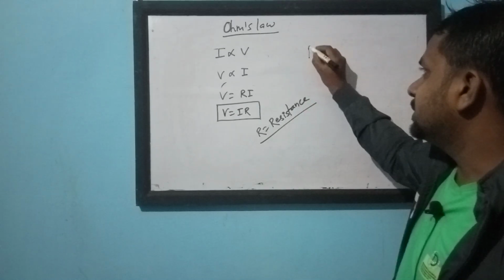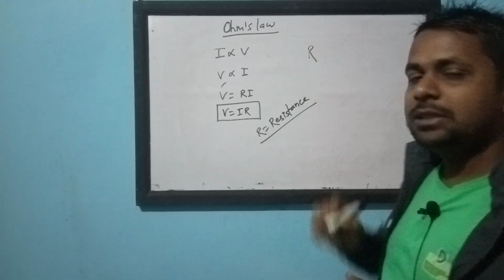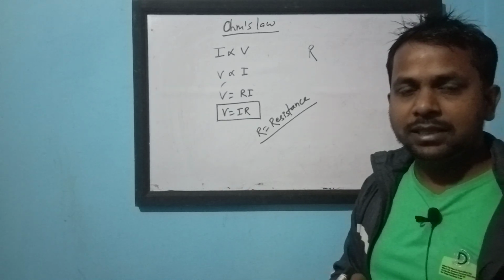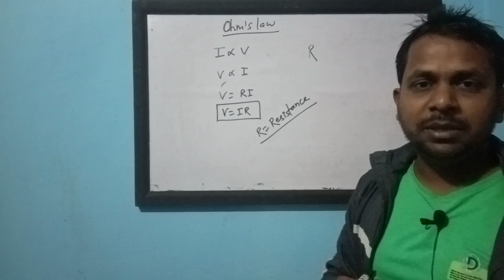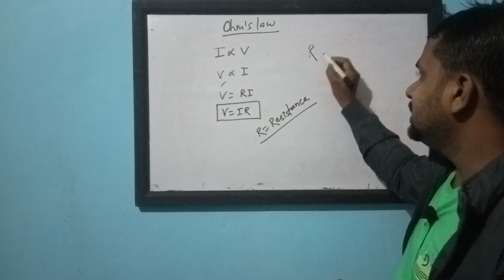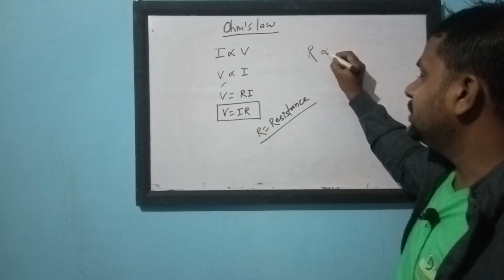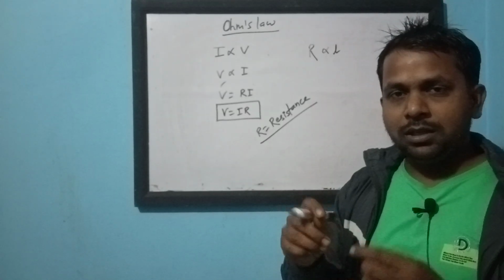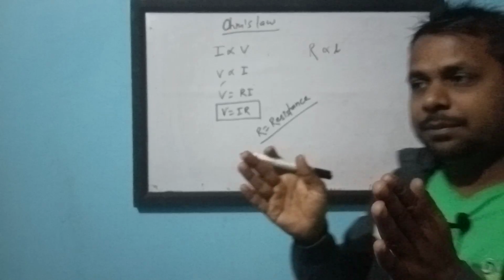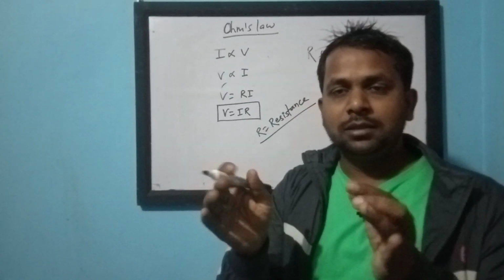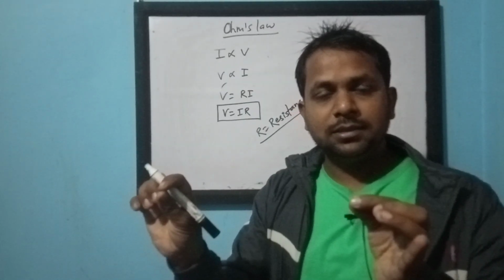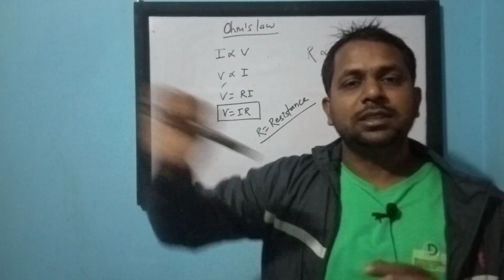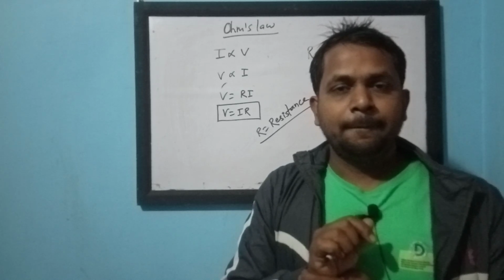This resistance depends upon different factors. Different materials have different types of resistance. Resistance depends upon the nature of material. Resistance is also directly proportional to the length of wire. Suppose we are keeping a small wire, there is less resistance. But if we are taking a long wire, it has more resistance.